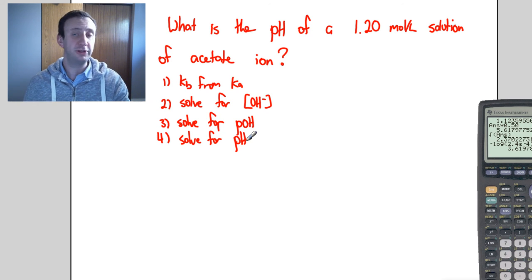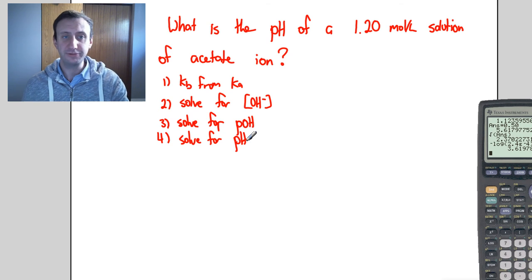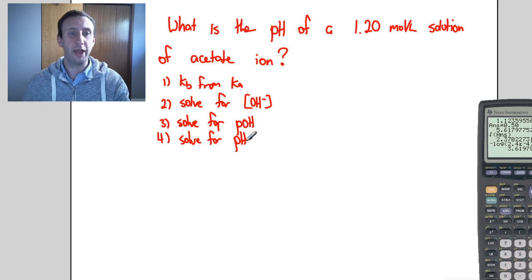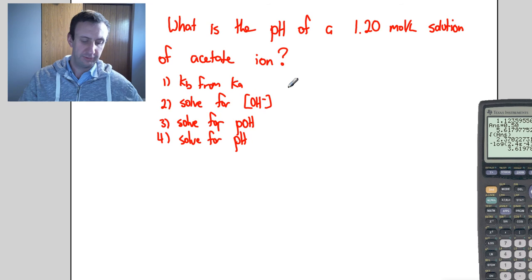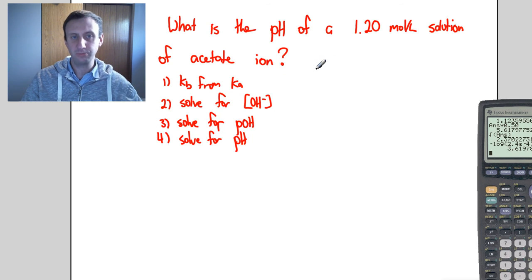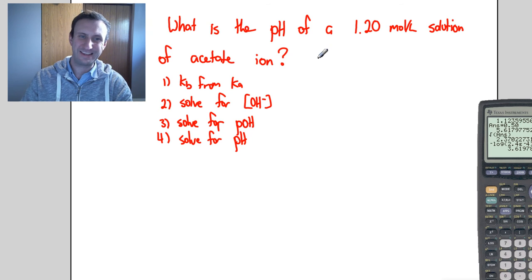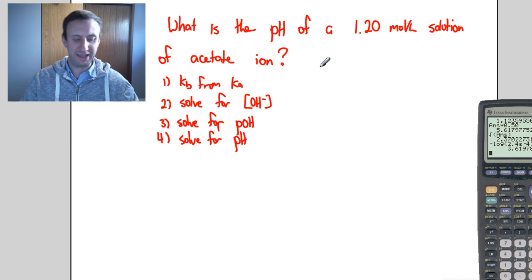I think you should give this a try, and then come back to this. But let's go ahead and go through the solution now. So if you haven't already, try it out. If you have, here's how we do it. So let's first of all find a Kb from the Ka.